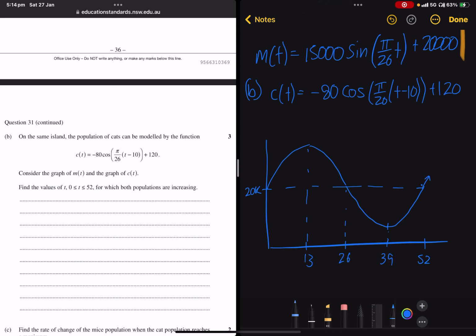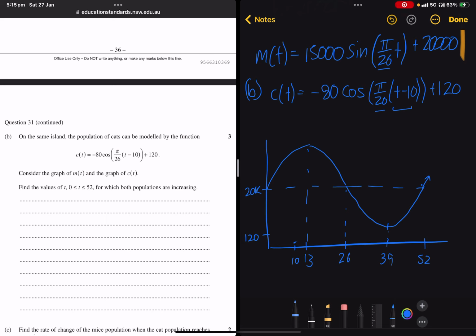And then cats, c as a function of t, minus 80 times cosine, pi on 26, the same constant in front of time, but now the time is shifted. So this whole function is centered around 120. It's the cosine function, but it is shifted. Now, if you remember your shifts, t plus something shifts you to the left, and t minus something shifts you to the right. So the cosine will start at 10. It'll be minus 80 times 120, so it'll start at 140 at 10.